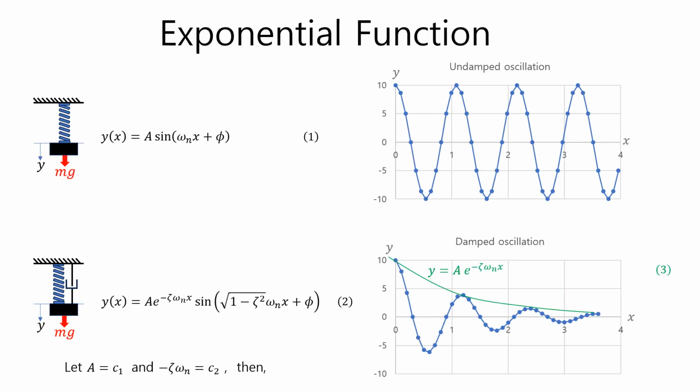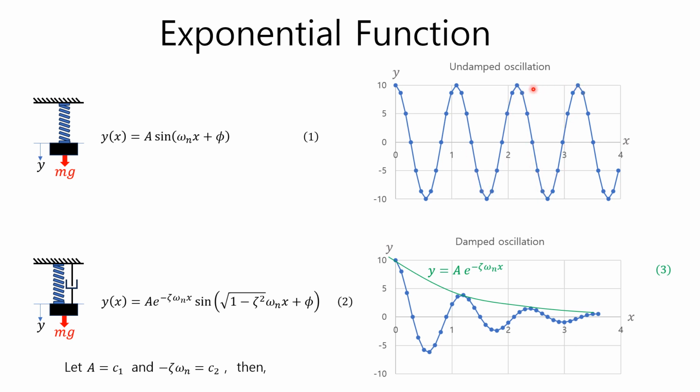Although the exponential function is not a linear function, linearizing it allows us to use the least squares regression for curve fitting. For example, the oscillation of an undamped 1 degree of freedom system can be expressed in equation 1. If equation 1 is represented on a graph, it becomes a sine waveform with a constant amplitude as shown in the figure to the right.